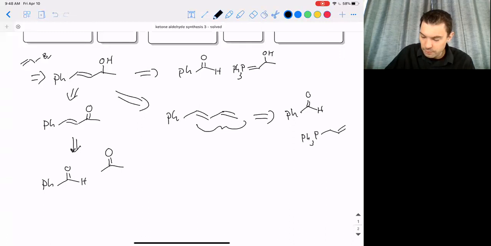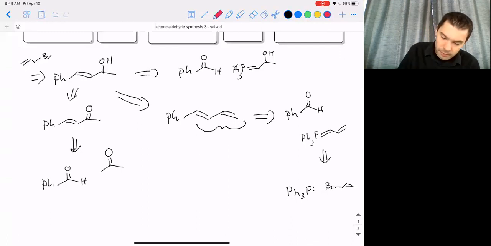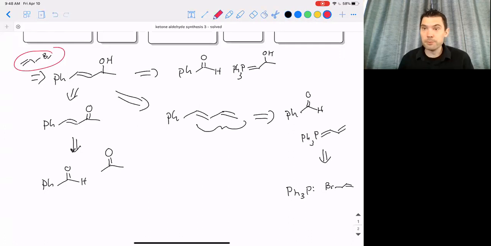And in this case, we would need a 3-carbon containing piece. And this is nice because we could imagine making this instead from PPh3 and allyl bromide, which is the same component that we were going to use up here. So that might be nice. We could get a lot of value perhaps in this problem out of allyl bromide.